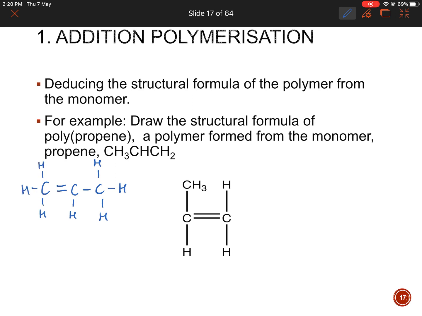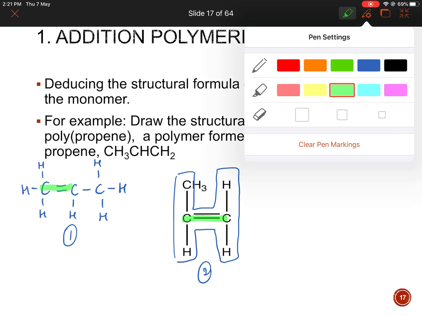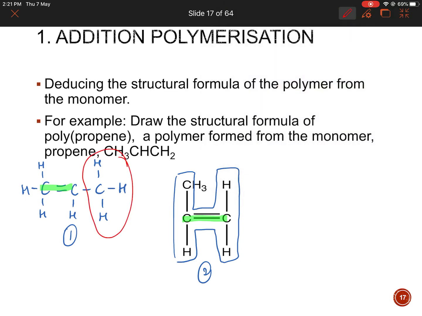How is this representation 1 different from 2? They are actually the same molecule. They are both C3H6. But now I just represent my monomer in the H shape. It will make it easier to show which bonds are broken, because in addition polymerization, only this double bond will break. Okay, the other branch, if I consider this as a branch, there's no change happening to the CH3. So I can just write it like this, CH3.